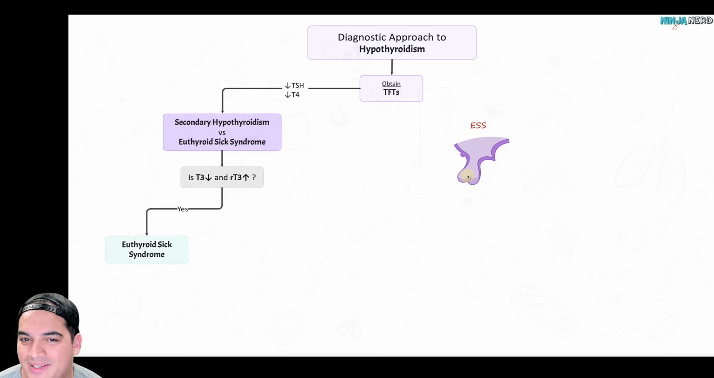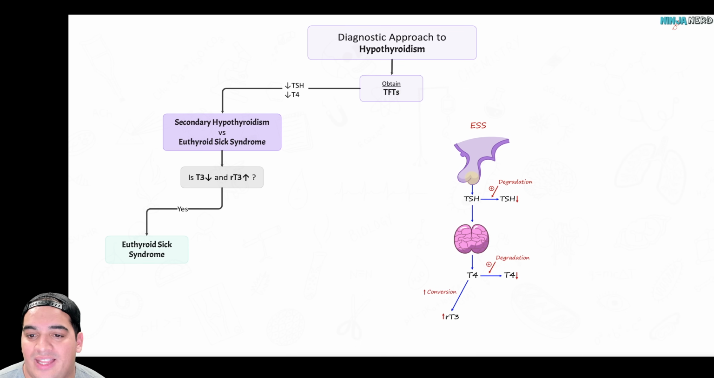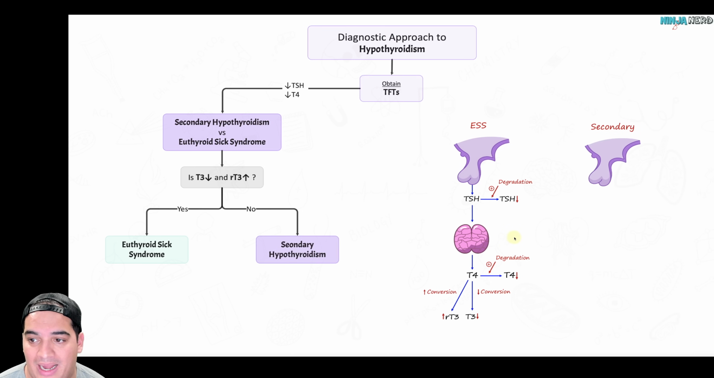The concept behind this is a little bit different in the sense that these patients are critically ill, so they degrade their TSH, they degrade their T4, and then again, they convert most of their remaining T4 to reverse T3, and they don't convert as much of their T4 to your normal T3. So that's their mechanism. In comparison to a patient who has secondary hypothyroidism, their problem is that they, again, don't release TSH. Their thyroid gland as a response doesn't make T3 and T4.